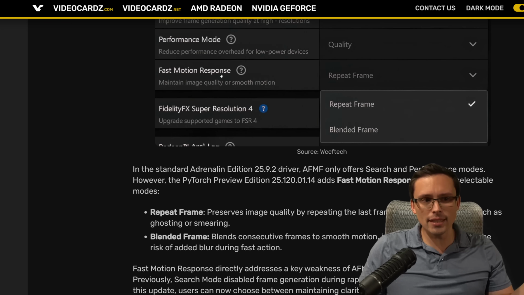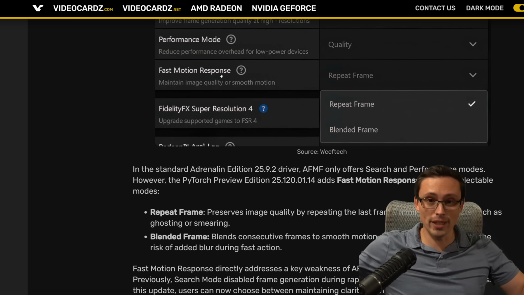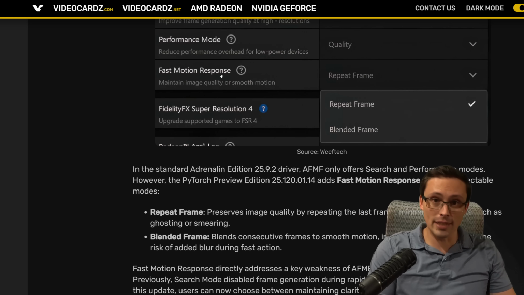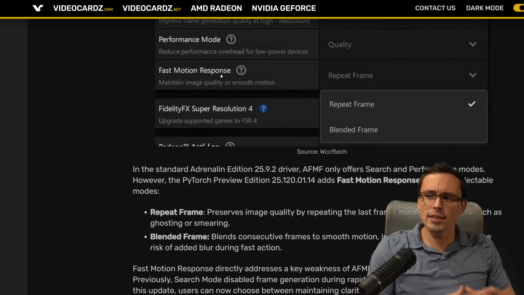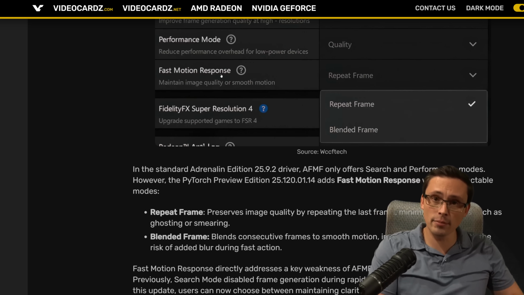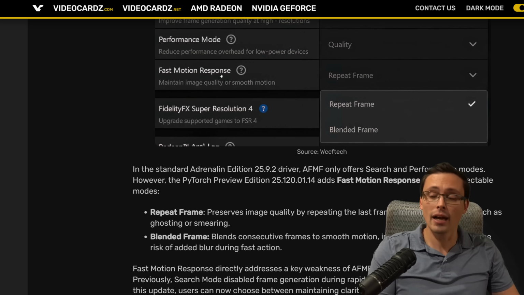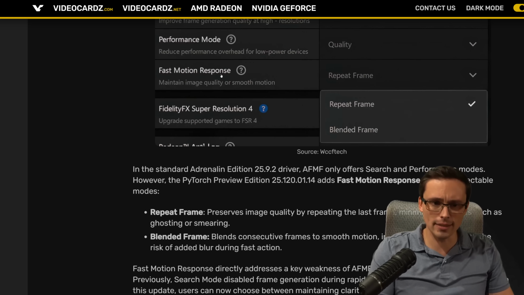And what this does is, so basically AFMF, I guess I should give the basics here real quick for those who aren't aware. Maybe you don't have an AMD card or anything. This is AMD's driver level frame generation. So it's generally not as good as an in-game frame generation implementation, because in a game integrated frame generation, FSR frame generation, you have access to game information, game data, etc.